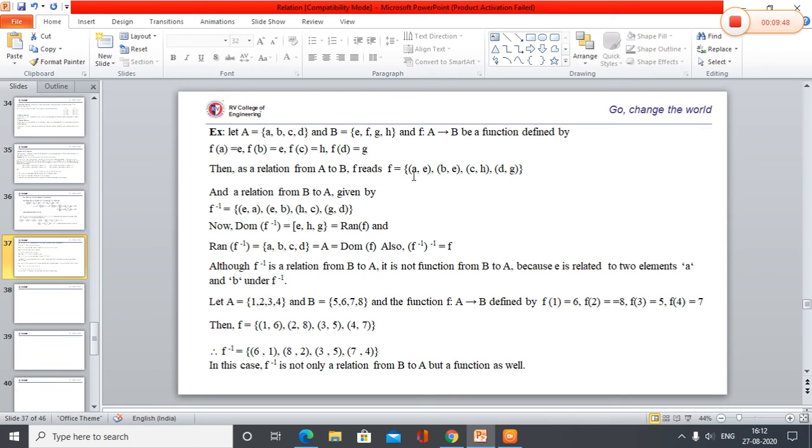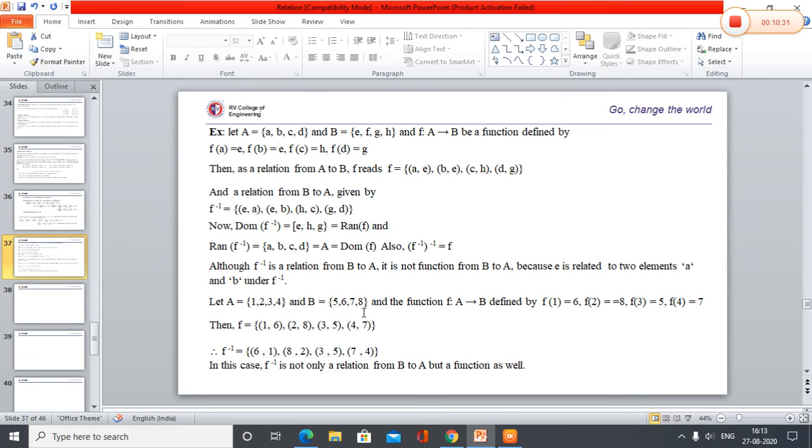Now, this is with respect to the relation; is it a function also? For a function we know there are two conditions. First, all the elements of the first set should be associated with the second set, and each element of the first set should have a unique image in set B. Means if I take element A, it should have a unique image in B. A cannot have more than one image, but two different elements from the first set can have the same image. Now if I look at this f inverse, E has image A and image B, so that is not possible. So it's a relation, but it cannot be a function.